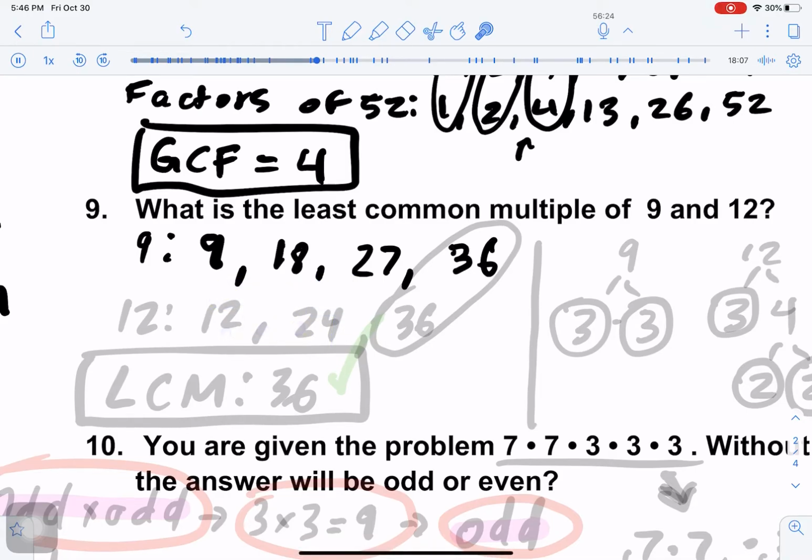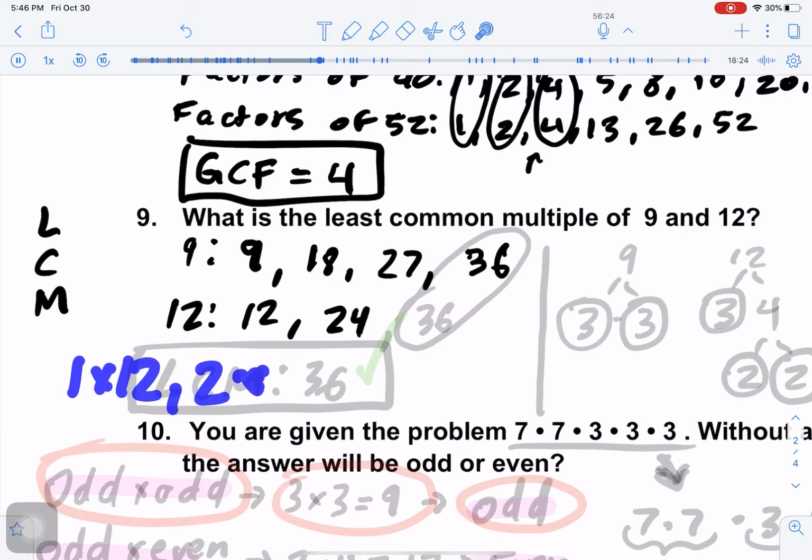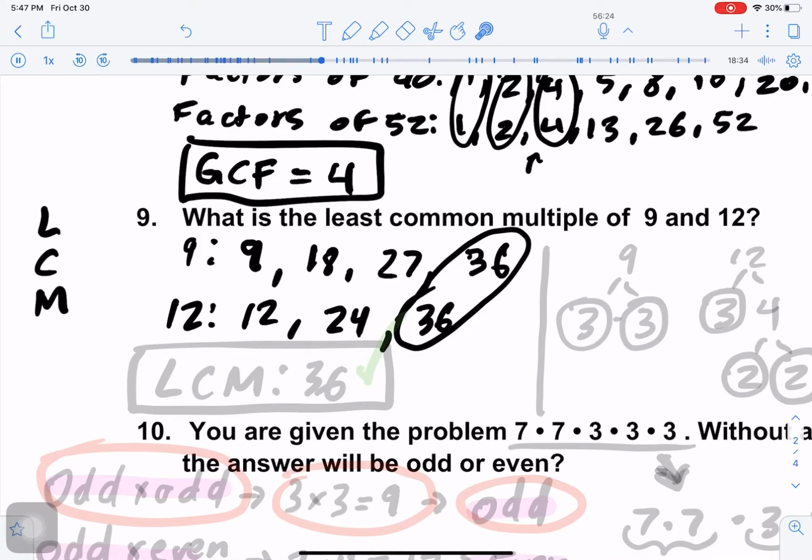And we can pause there and see if there's any in common so far. I'm going to move on to the number 12 and list as many as I can to see if any of these previous numbers are in common. So I know 1 times 12 gives me 12. 2 times 12 gives me 24. And 3 times 12 gives me 36. Now, I do see that these are in common, so I know that this is going to be the smallest multiple, or the least common multiple between the two numbers. I can go ahead and write LCM equals 36.